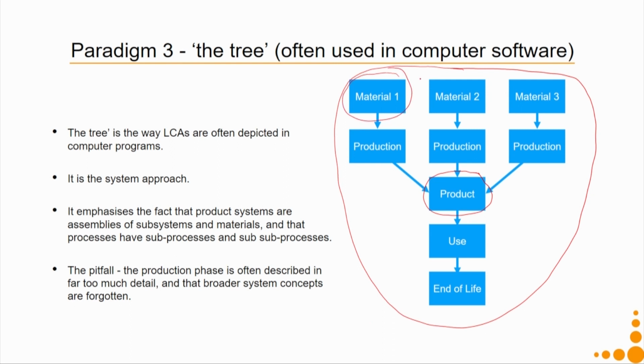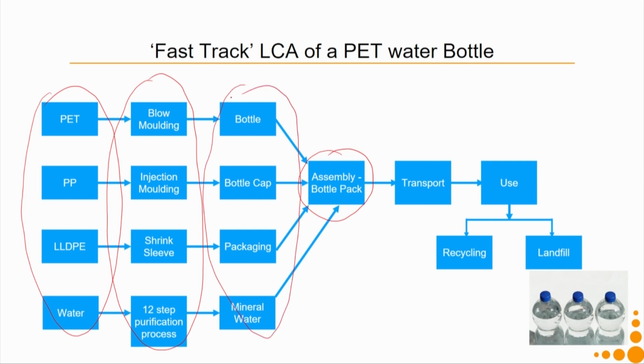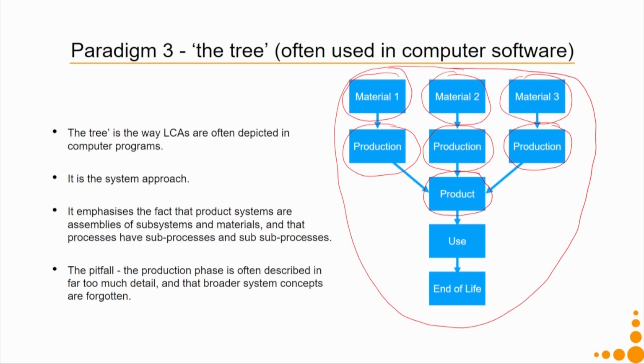I have material 1, material 2, material 3, which are led into certain production processes, and finally, they give me the assembly. You can see these are my materials, they go through a particular production process, give me the components, and then finally, my assembly pack is made out of it. Then I will have use phase, then I will have end of life. So, the tree is the way LCAs are often depicted in computer programs, because most products consist of a couple of components. It is a systems approach.